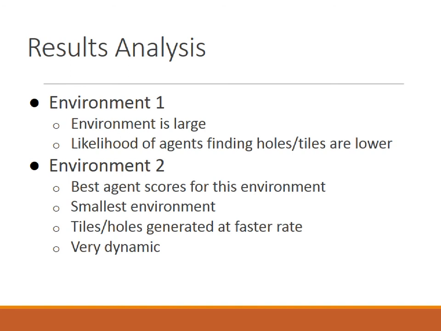Okay, as you've seen, these are the results from our 3 different environments. In environment 1, the environment area is large, 100 by 100. So the likelihood of an agent finding a tile or a hole is much lower. Environment 2 performed the best for our agent as it's the smallest environment and the holes are generated at a much faster rate. This allows both Agent 1 and 2 to be able to pick up tiles and fill up holes at a very fast rate.